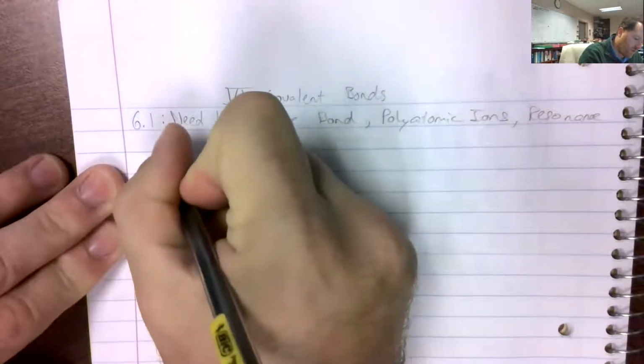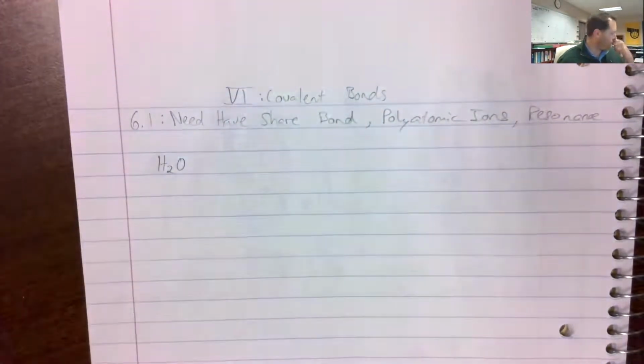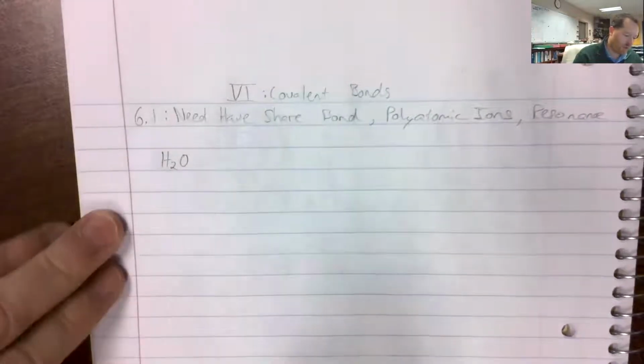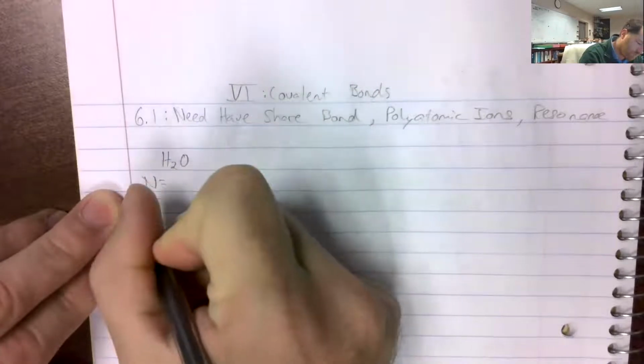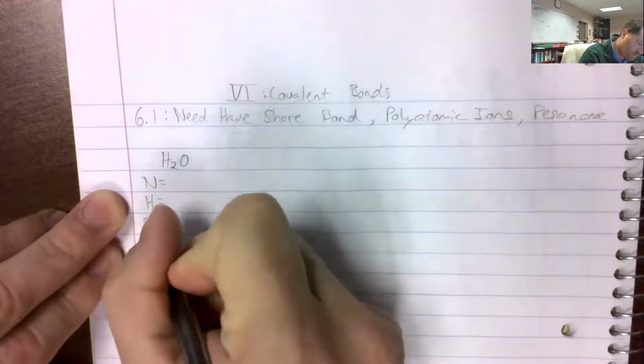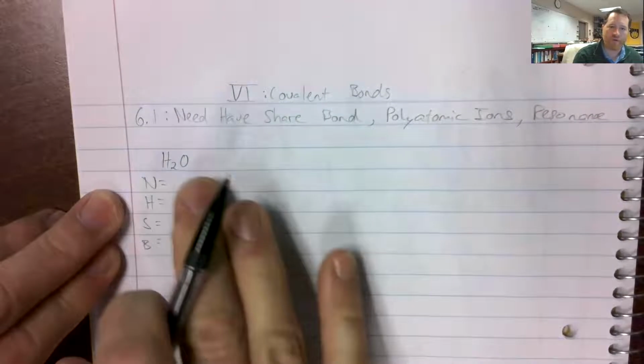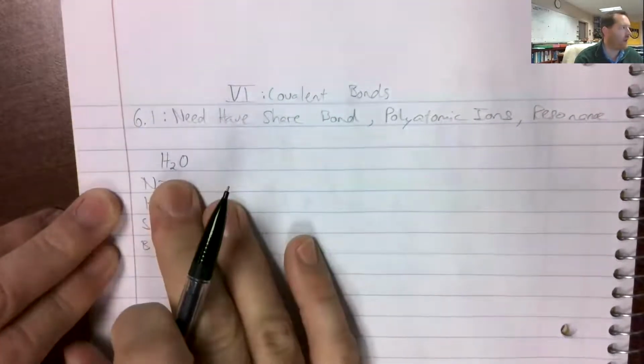Let's start with a molecule we're all probably pretty well familiar with, and that's water, H2O. Okay, how need, have, share works is you have to consider how many electrons all atoms need.